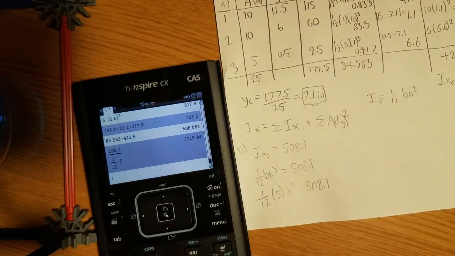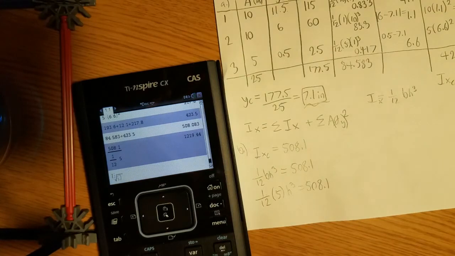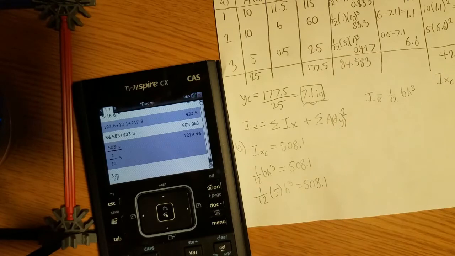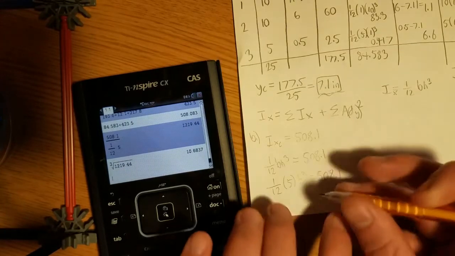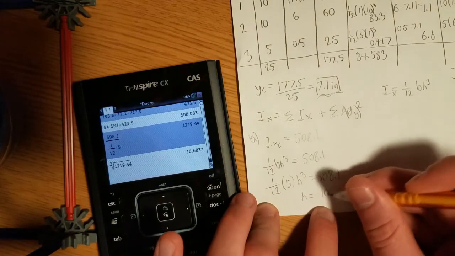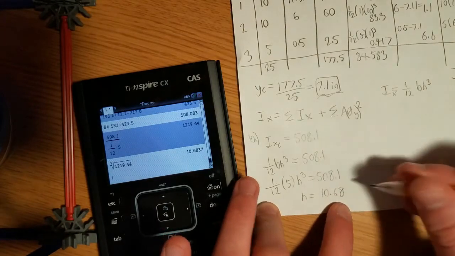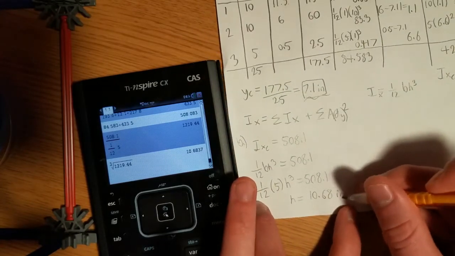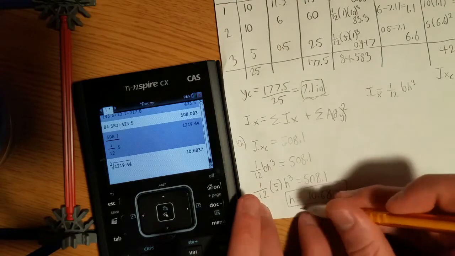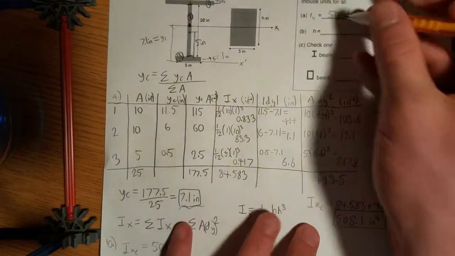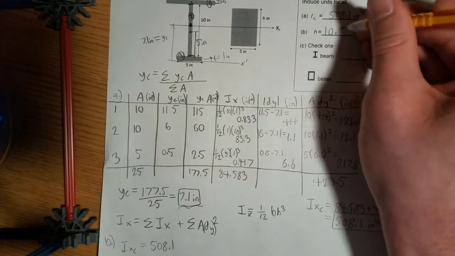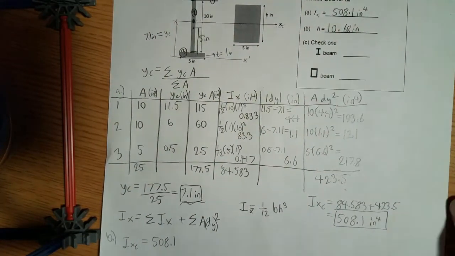And we get 1219.44. We can go ahead and take the cube root of that, because it's h cubed. The cube root of 1219.44, we get h is equal to 10.68 inches. And that's our next solution, our next answer. So for part B, h is 10.68 inches.